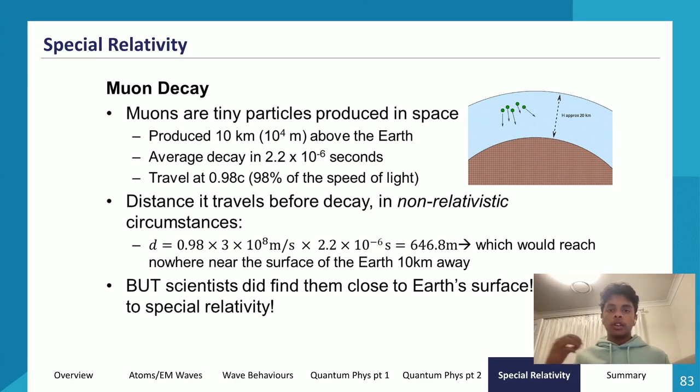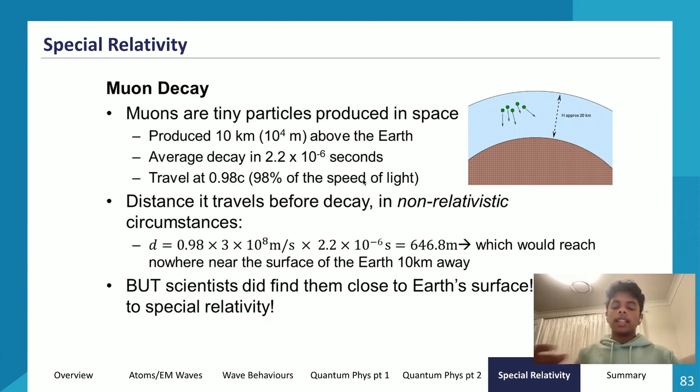Now let's look at it from the perspective of time dilation. From the Earth's perspective, it's traveling at 0.98 c, at relativistic speeds. So the time would be dilated. The time it travels before it decays completely will be dilated, right? So the time it takes before it decays completely is going to be 2.2 times 10 to the power negative 6, and using that formula, root 1 minus 0.98 squared over 1 squared, we get a value of 1.105 times 10 to the power negative 5. So its average decay time is now going to be a lot longer, a lot more dilated from our perspective.